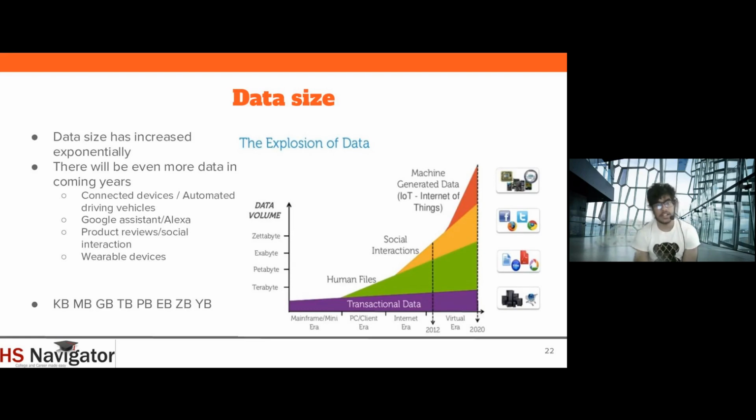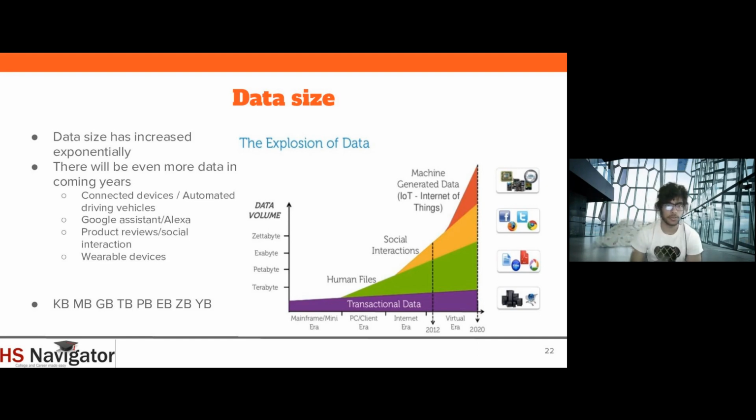Data size. Data size has increased exponentially in the past few years. As you can see over here, the volume of data quickly and exponentially increased. And as you can see in the latest virtual era, how rapid the increase in data volume is, as you went from terabytes to petabytes to exabytes to zettabytes so quickly. And on the right of the table, you can also see different technologies and tools that grew with these different segments of data.